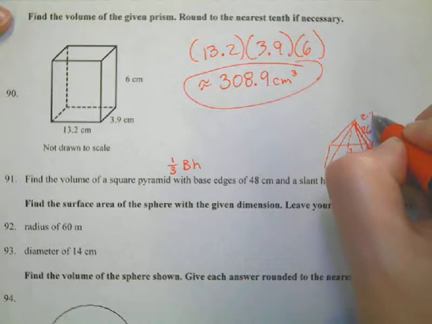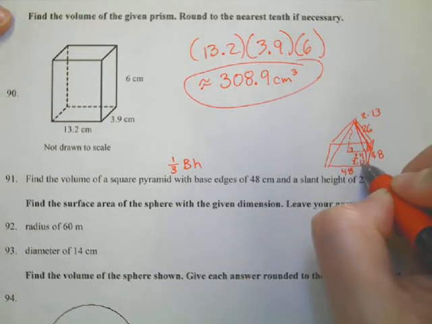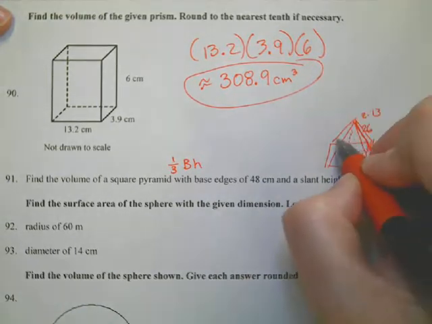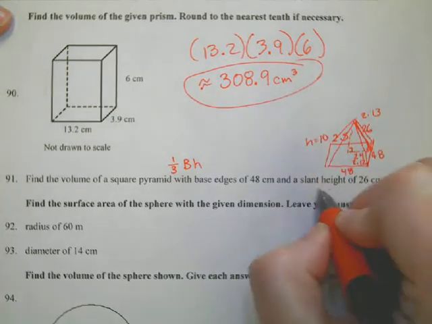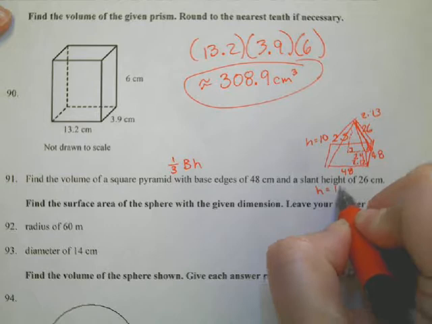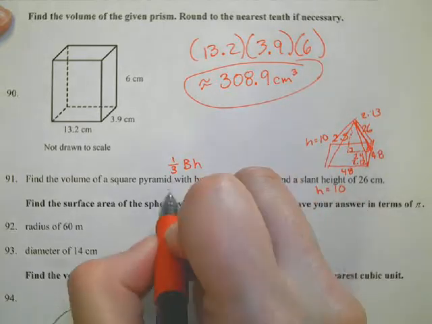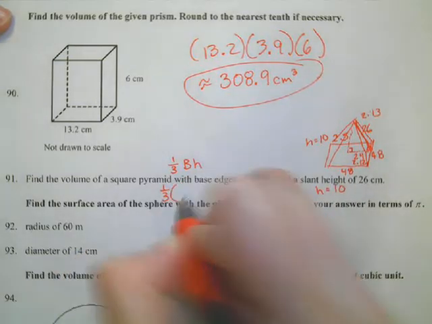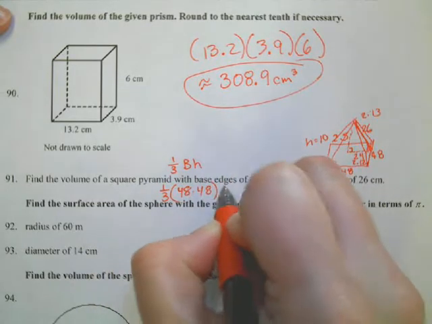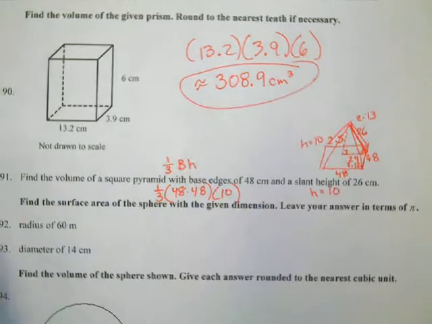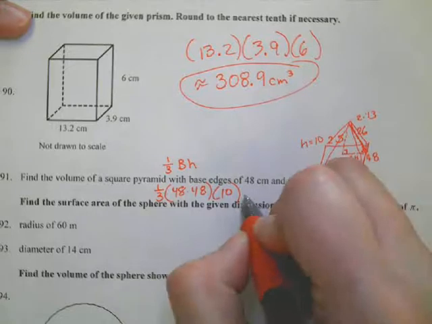So 1/3 times the area of the base, which will be 48 times 48, times the height of 10. Now it's just a matter of calculating. 48 squared times 10 divided by 3. Okay? So we end up with 7,680 centimeters cubed, because it's volume. Correct. Alright, 4 more. 2 of these are surface area of spheres, and 2 are volume of spheres.